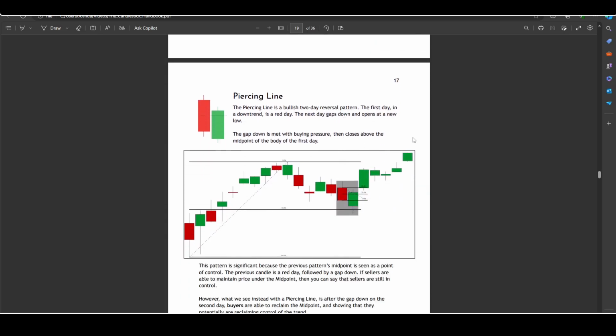And then the piercing line. Finally, we're getting to more of my favorites. I love these. The piercing line is a bullish 2-day reversal pattern. The first day in a downtrend is a red day. The next day gaps down and opens at a new low. The gap down is met with buying pressure, then closes above the midpoint of the body of the first day.